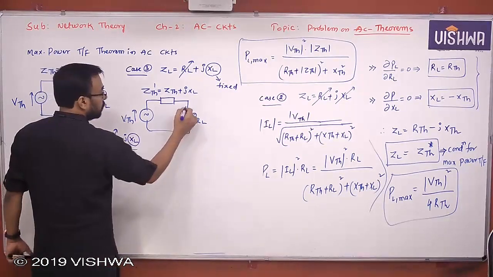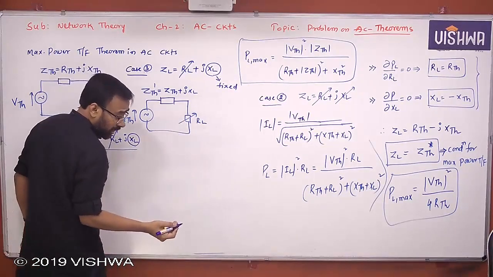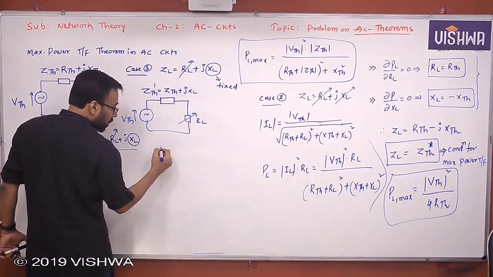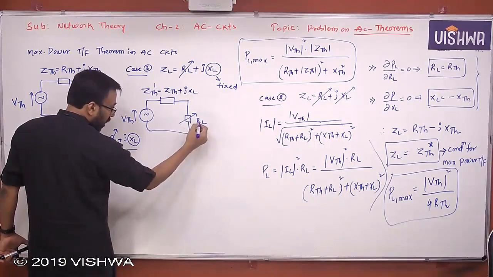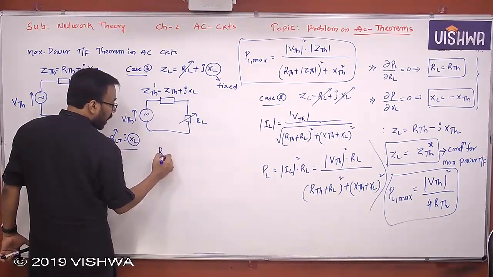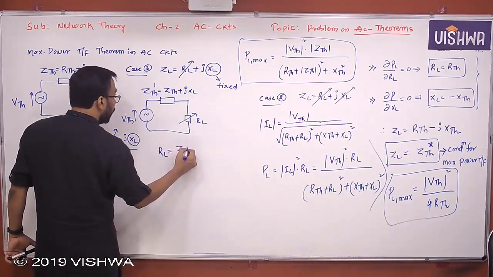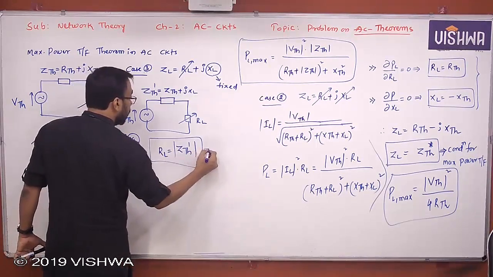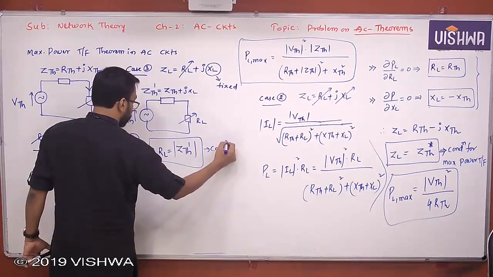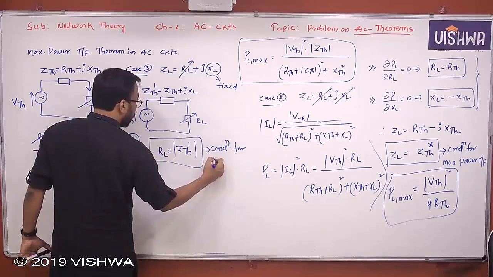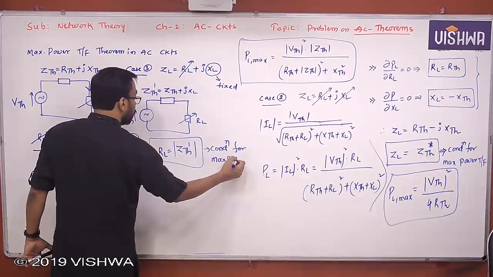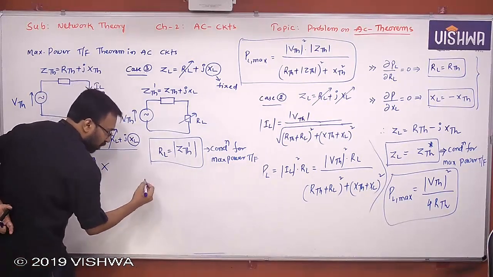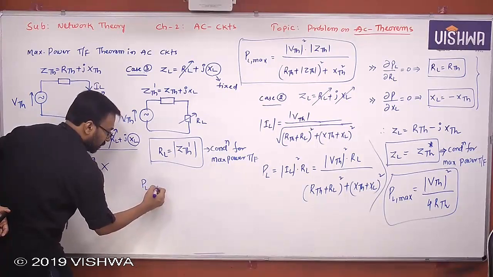Now, it is as good as the first case, once you modify that. Yes or no, all of you? Now you know the condition for maximum power transfer when you have a pure resistive element, that is RL is equal to magnitude of ZTH dash. This is the condition for maximum power transfer. What is the maximum power transferred to the load, that is PL max?